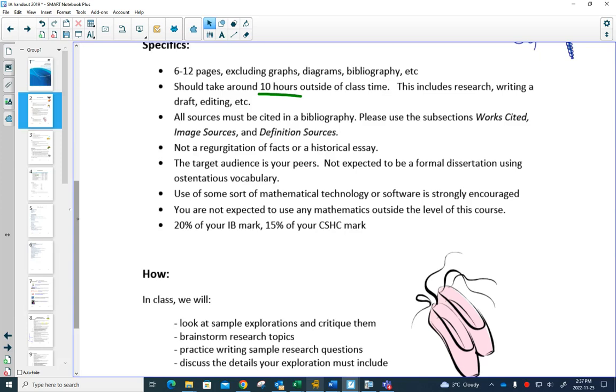And you're not expected to use any mathematics outside this course. So you don't want to pick a topic where you're like, ooh, I have to do advanced complex analysis for this. No. Okay? Choosing mathematics that's too hard usually means you end up losing math marks because you can't really explain what's going on as you're trying to do the math. Now, it is 20% of your IB mark and roughly 10 to 15% of your school mark. And I'll show you how the school mark section works.